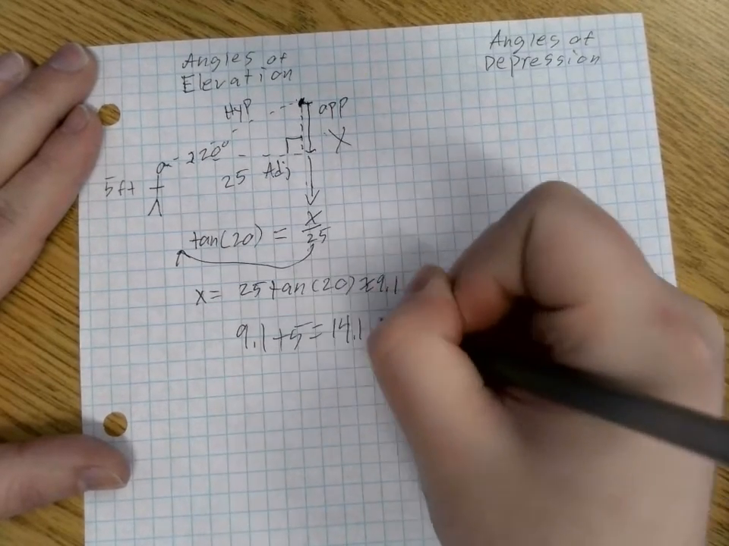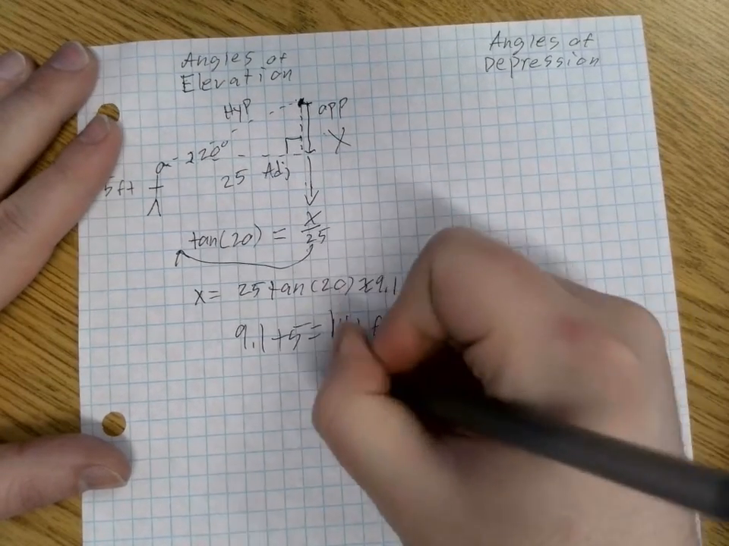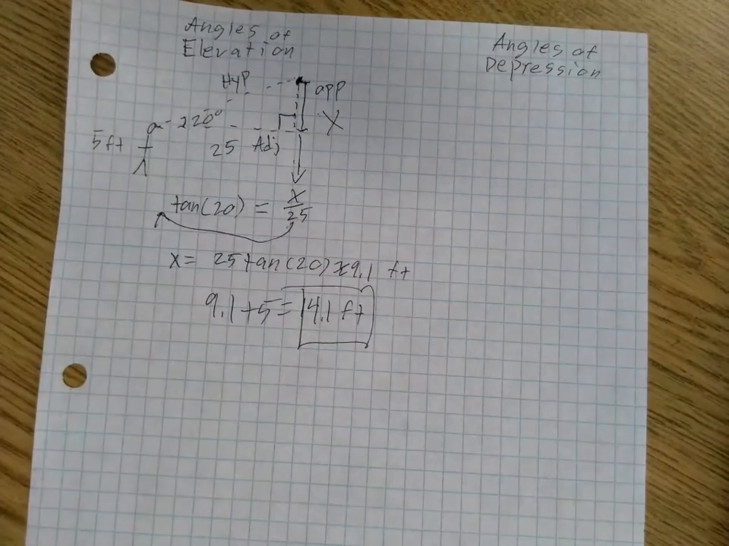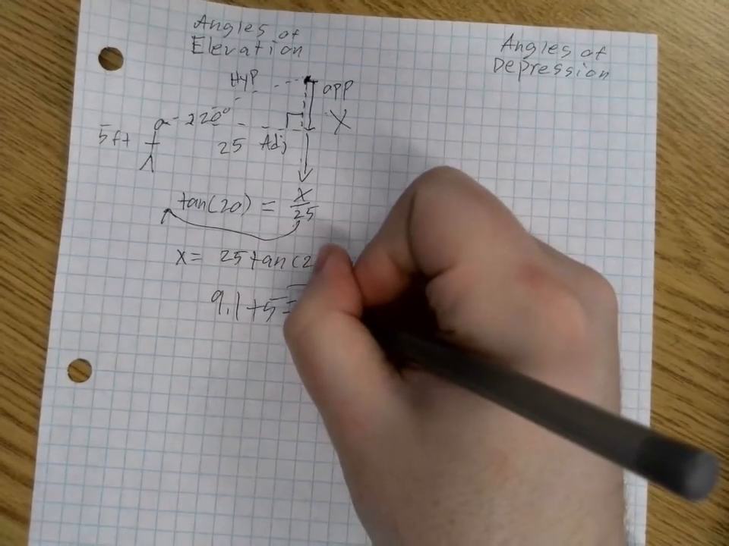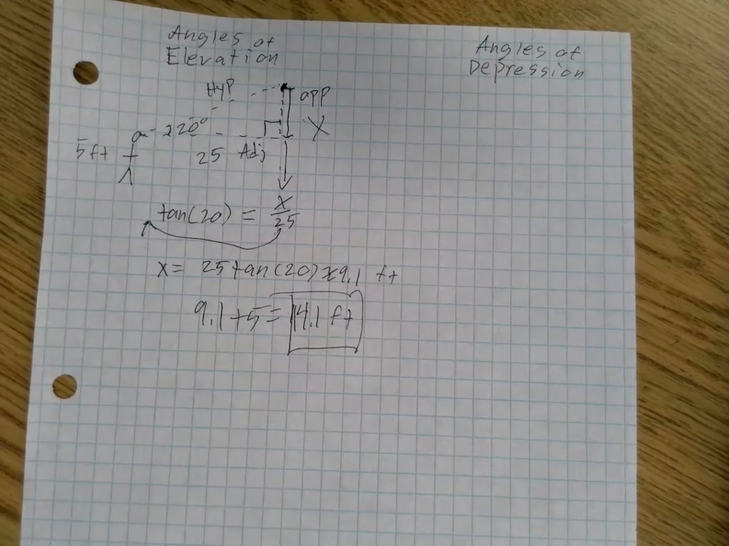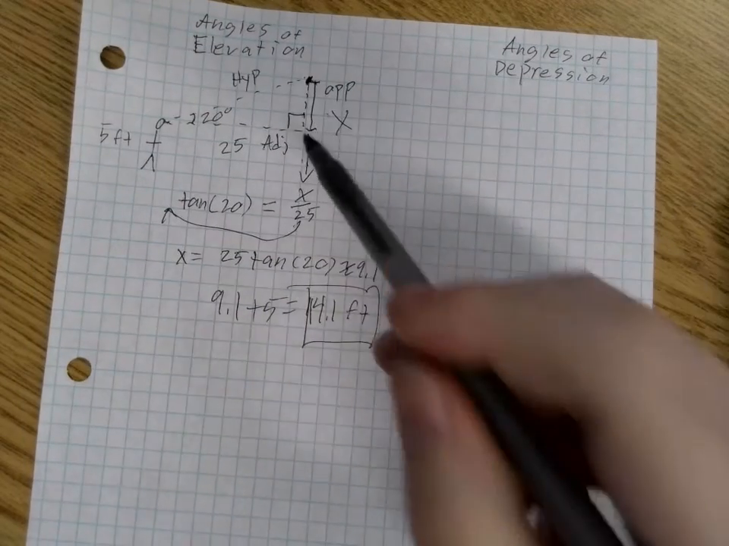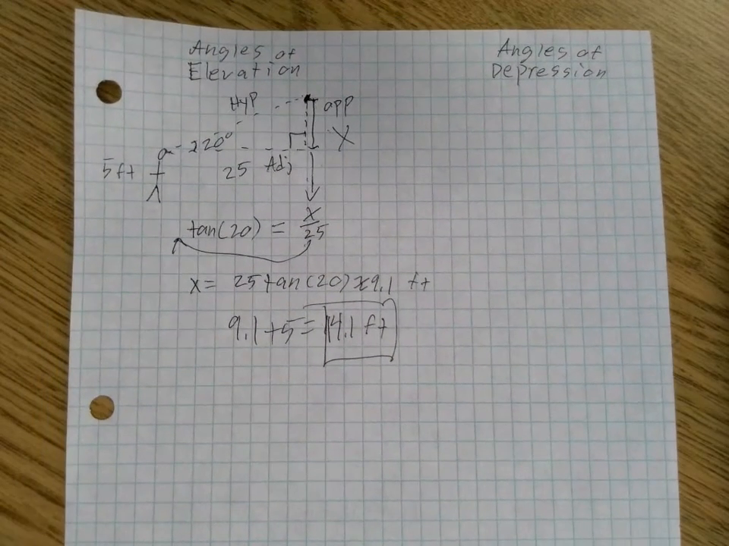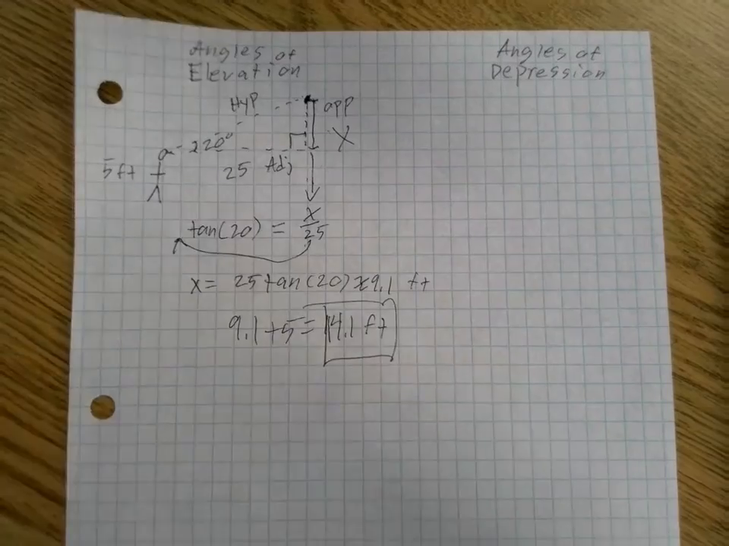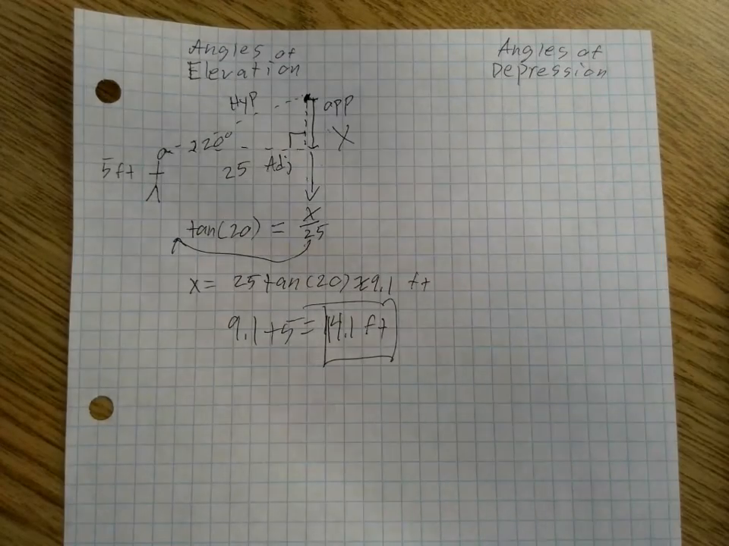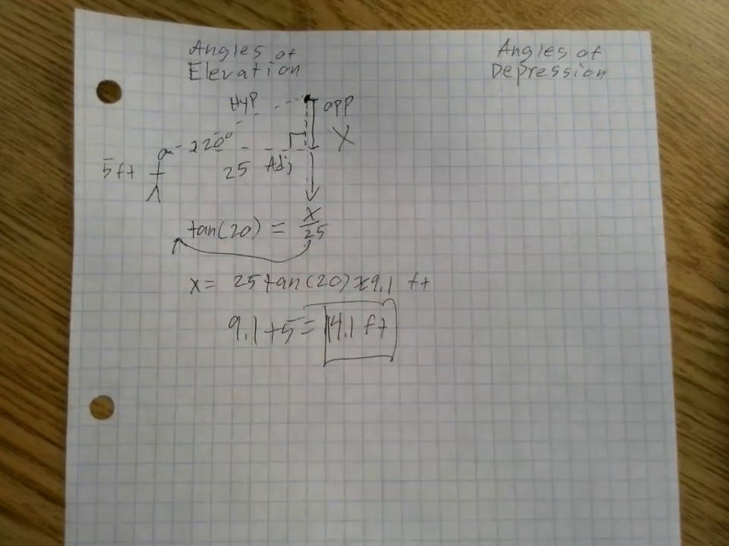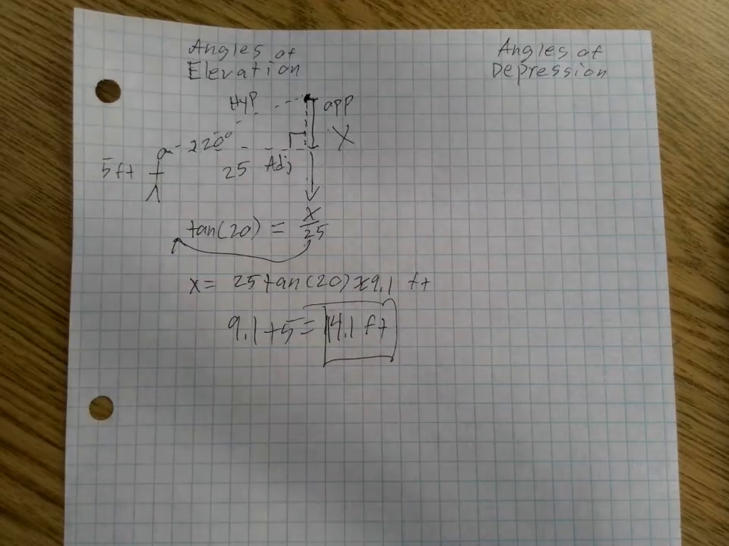So that actually means that the tree itself is 14.1 feet tall. So this is a pretty common problem in trigonometry. It's an easy problem, but the trick can be very easy to miss.